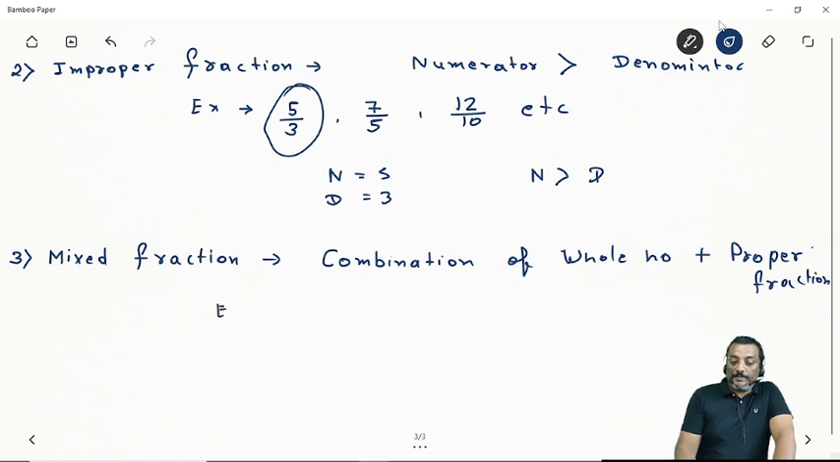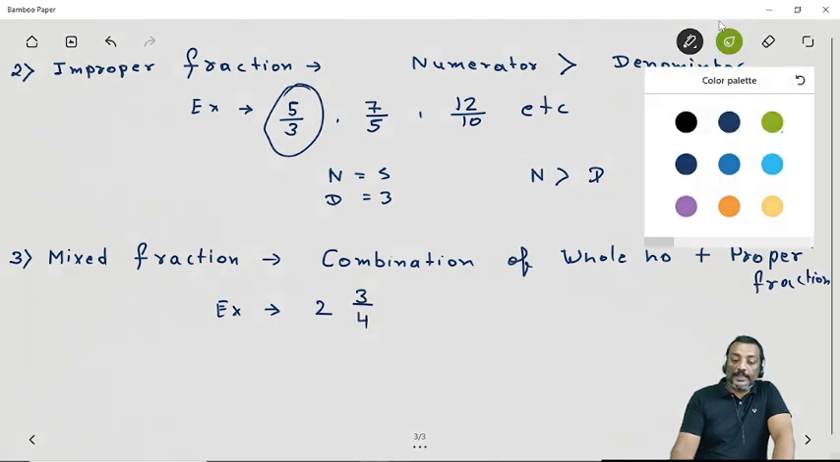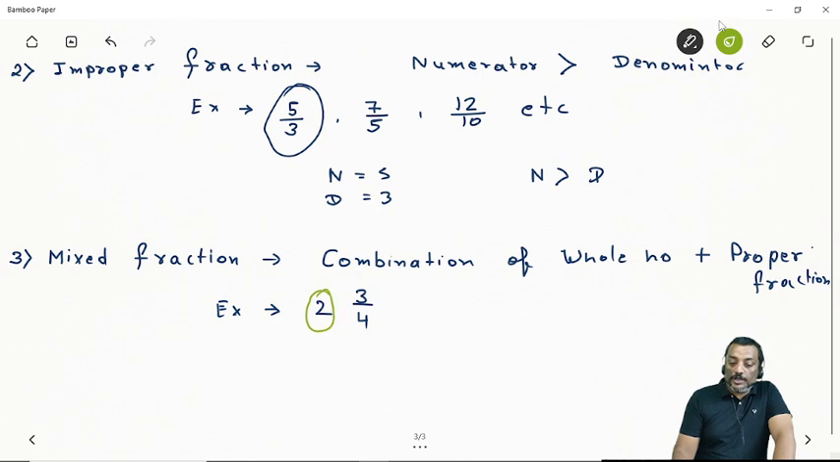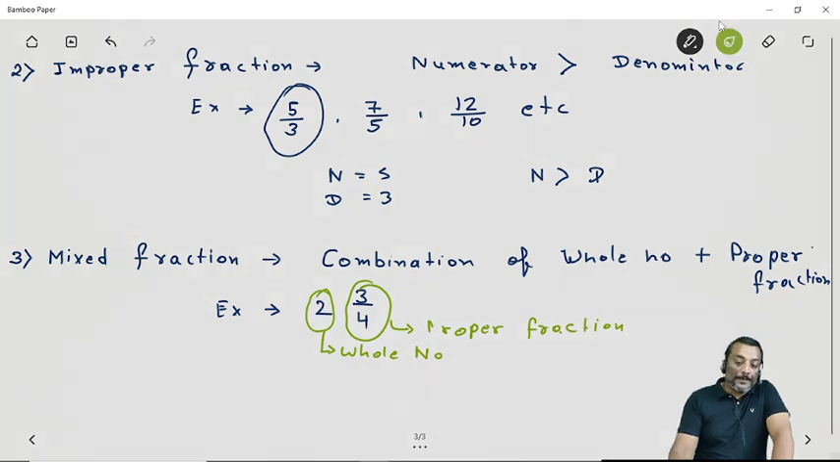Example-wise, in many places you have seen fractions written like 2 3/4. Okay, so in this one you can see this 2 is what? Your whole number, and 3/4 is what? Your proper fraction. So the combination of a whole number and a proper fraction is considered a mixed fraction.